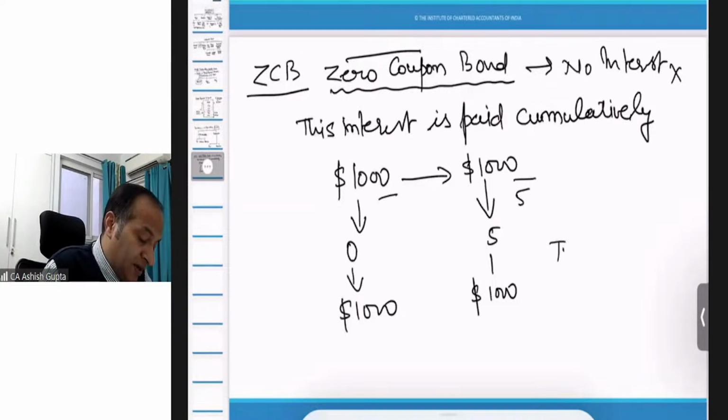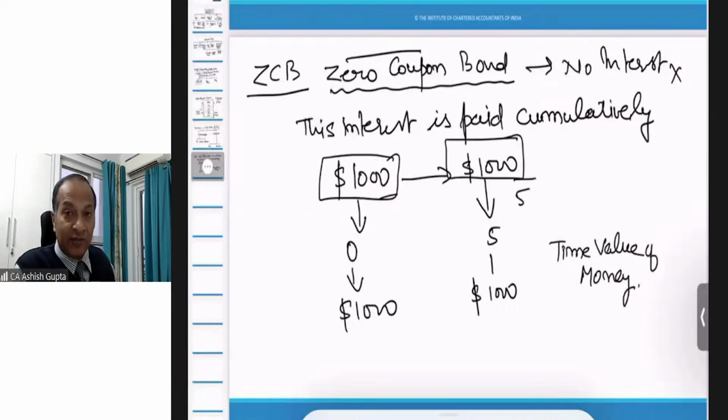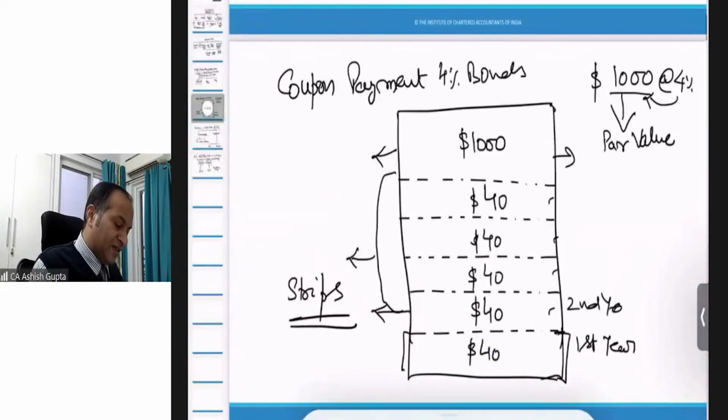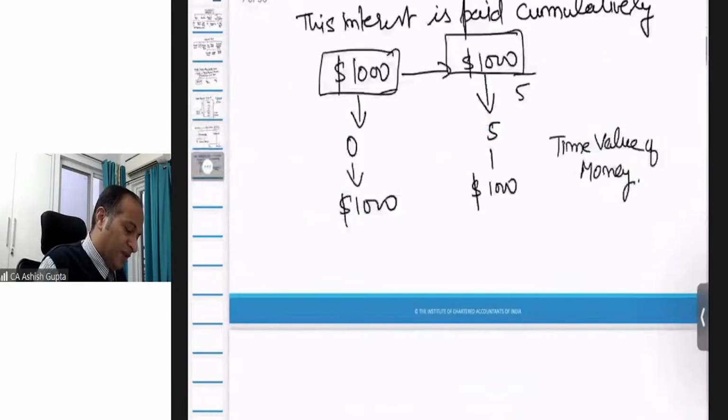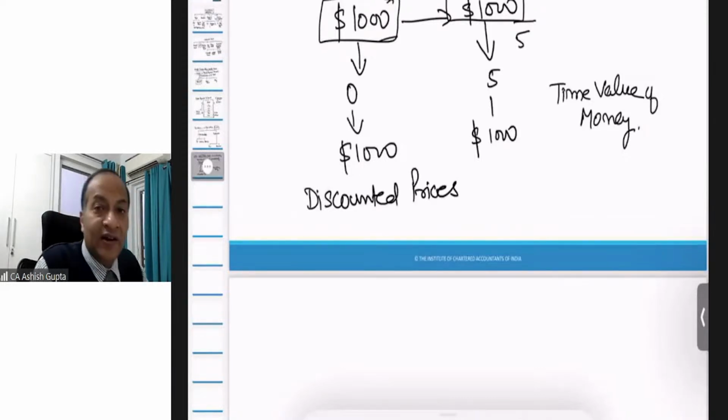No. Why? Because here the concept of time value of money comes into the picture. The investor will say, okay, I invest 1,000 today and after 5 years you just give me the same amount. Because I am losing something. I need compensation. In plain vanilla bonds, I am getting interest for this intermediate period of 5 years, but here I'm not getting the interest. So why should I buy this bond? Accordingly, these are issued at discounted prices, because here the interest will be paid cumulatively.